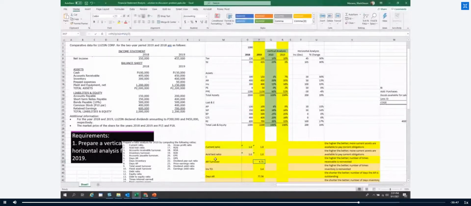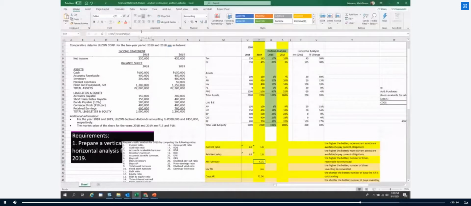Next we have AR turnover. Take note, class, when we say turnover, we're actually looking into the related portion in the income statement, which is your net sales. So remember, di ba? The sale, in basic word, what is the partner of your AR in the income statement? It's the net sales.